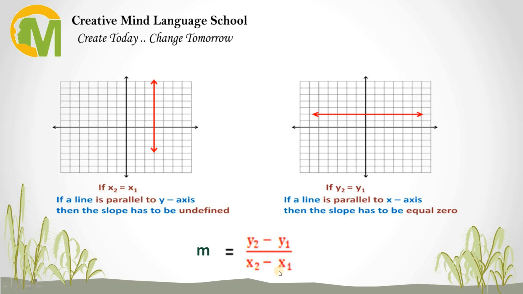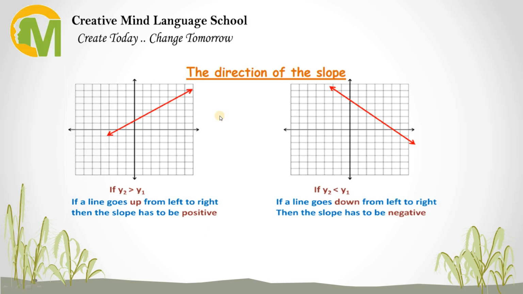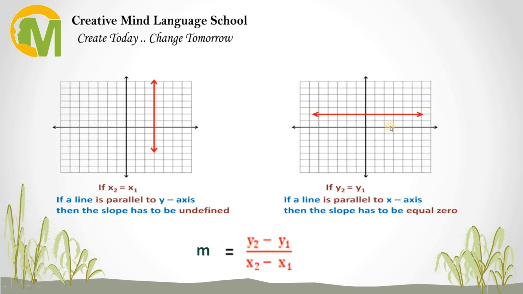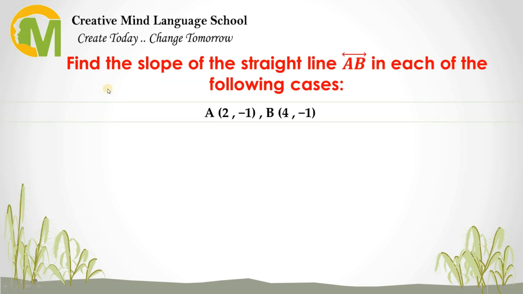When we return to the rule of the slope and we put here the same value for x2 and x1, then the difference will be 0, and any number divisible by 0 is undefined or meaningless. So these are the four cases of the direction of the slope: positive direction, negative direction, the slope here is equal to 0, the slope here is undefined. Now let's apply the rule of the slope in these exercises.